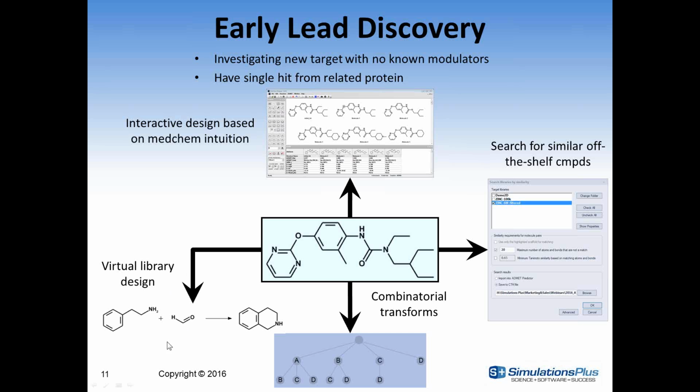Then finally, you can also easily create virtual libraries in ADMET Predictor 8. So here I'm going to show just an example of a tetrahydroisoquinoline. What I was thinking about with this lead molecule is that if you close this ring up here and then convert that to a phenyl ring, then you have your tetrahydroisoquinoline. You can react an isocyanate with amines to form your urea.